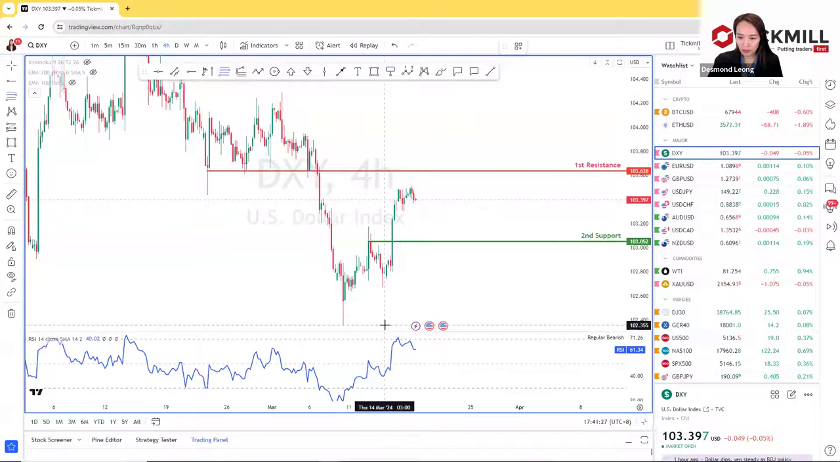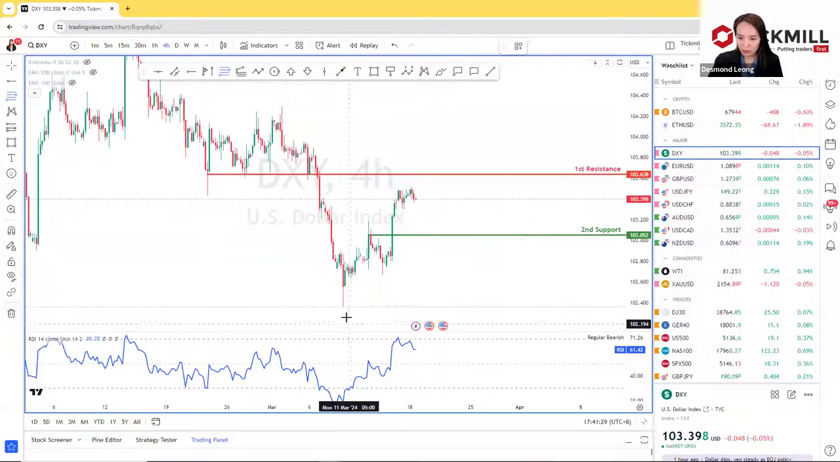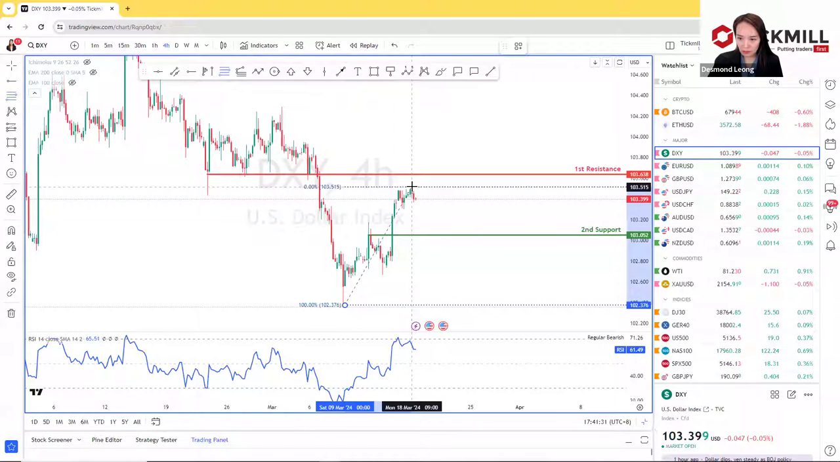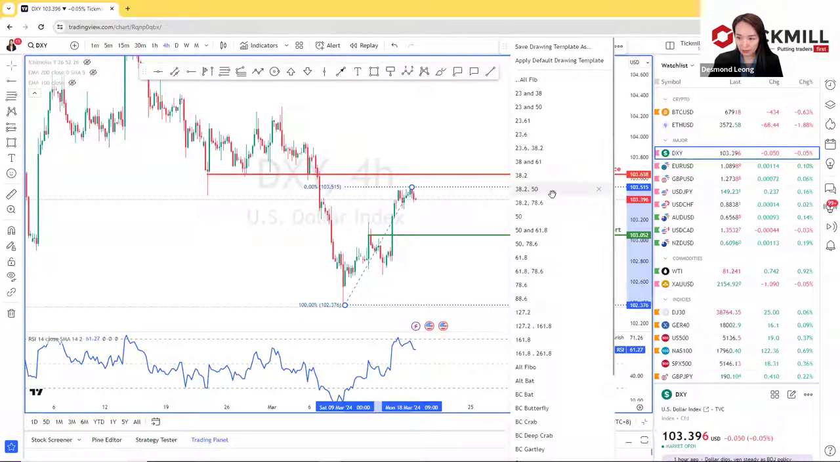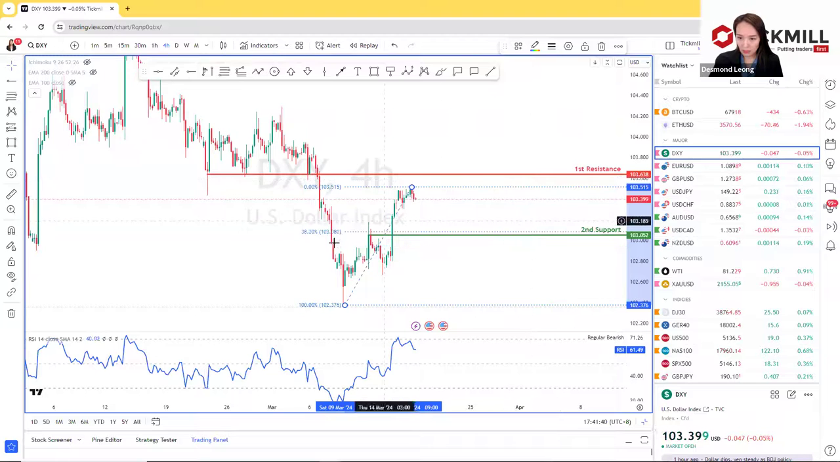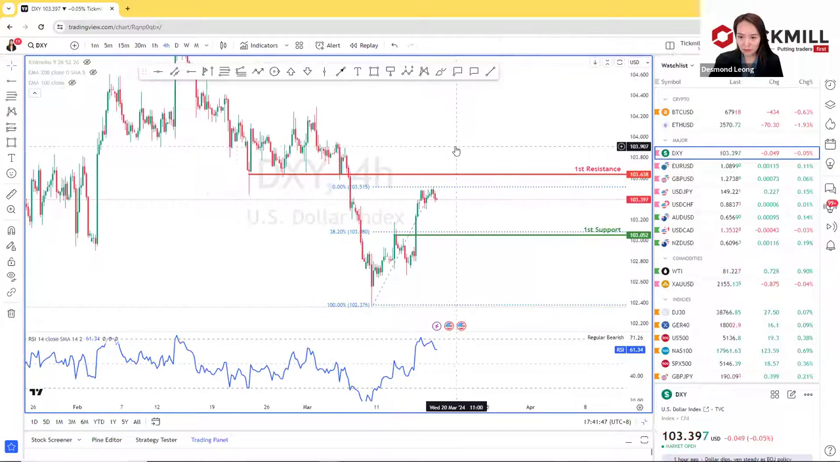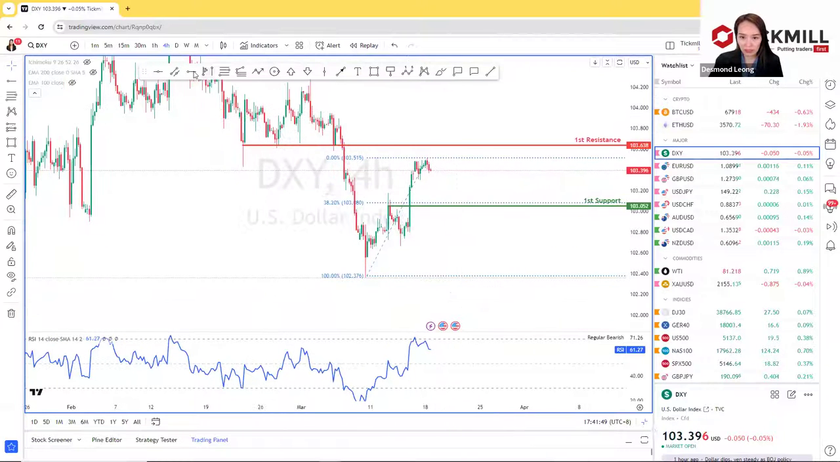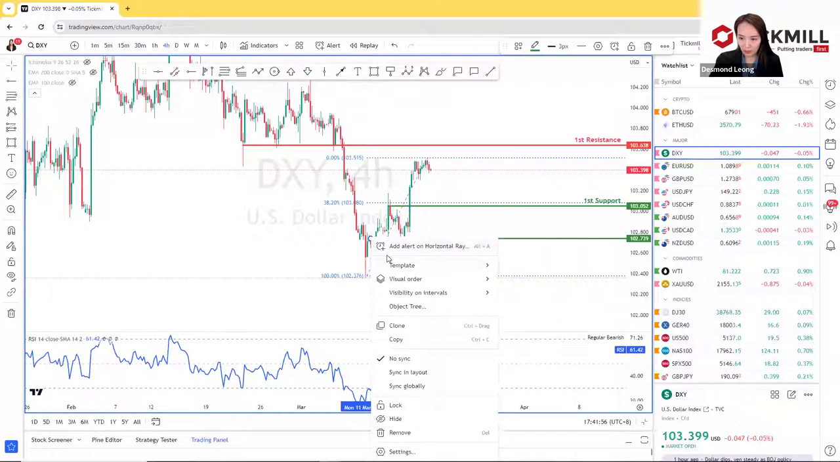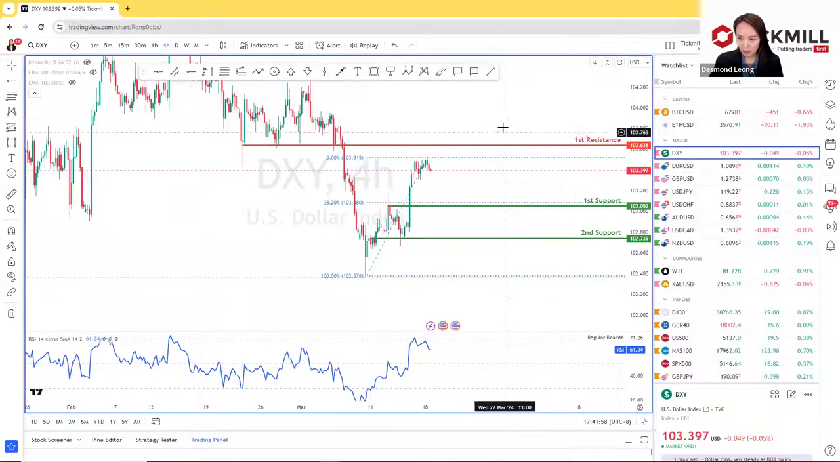Okay, you may use Fibonacci. We draw Fibonacci from your swing high to swing low to swing high here. This one should be, I think, 50% or 38.2%, about 38.2% here at the first support. So first, we need to identify the key level. And this one, you can put either here, I will put here at my second support.